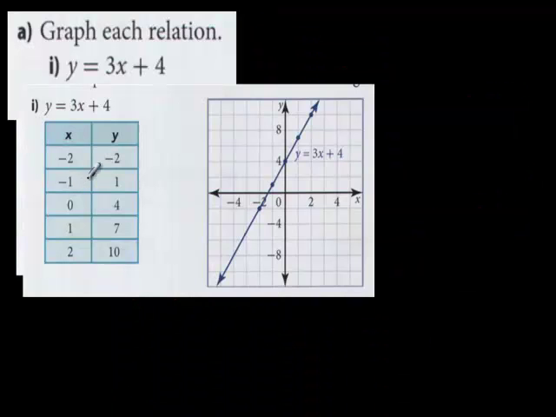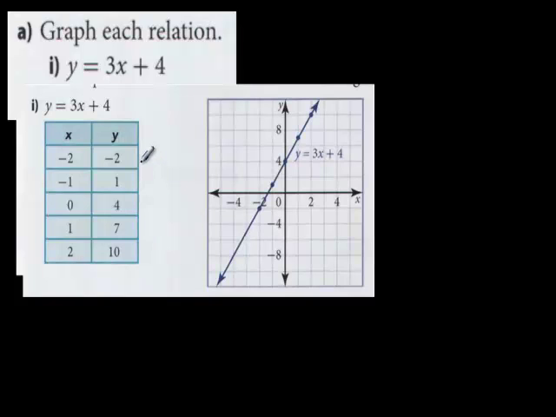Okay, for the second time, this video lost its audio. So I'm just going to quickly explain what Bentley was talking about here. Here we have 3x plus 4. Whenever you want to graph something, because it says graph each relation, just pick whatever you want for the x values. Put those values into the equation. For example, if you put a negative 2 where the x is, you go 3 times negative 2, well, that's negative 6, plus 4, and you get negative 2.